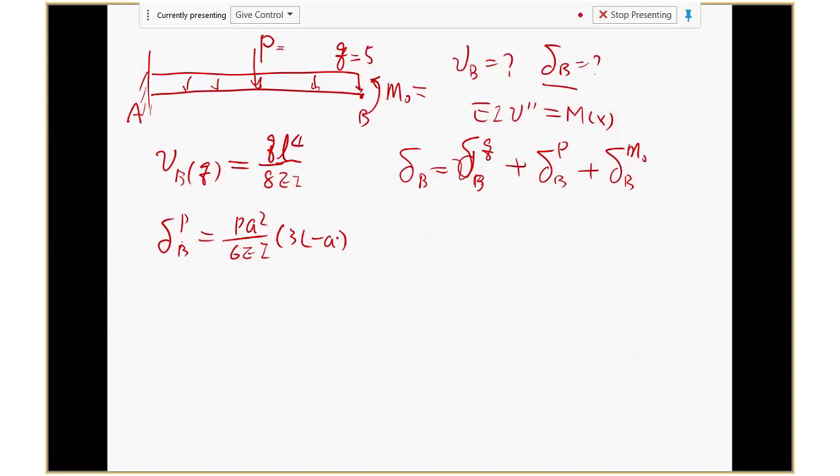What's the next one? Number 6. They give you four solutions right there, and we care about delta B again. I'll copy this one here so we don't have to switch back again. It will be M0 L squared over 2EI. That's the solution for this one.